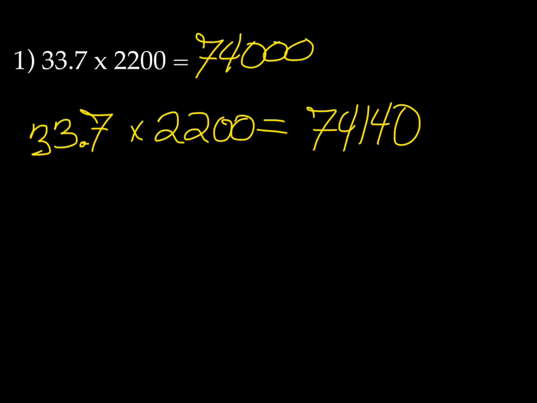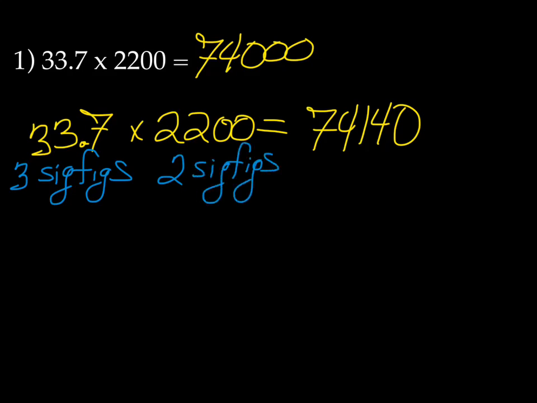So how many sig figs are there in 33.7 and why? I came up with 3 sig figs because 3, 3, and 7 are all non-zero numbers, and all non-zero numbers are significant. How many sig figs are there in 2200? I came up with 2 sig figs because the 2 and the 2 are both non-zero digits, they're both significant. The zeros, on the other hand, are not significant.